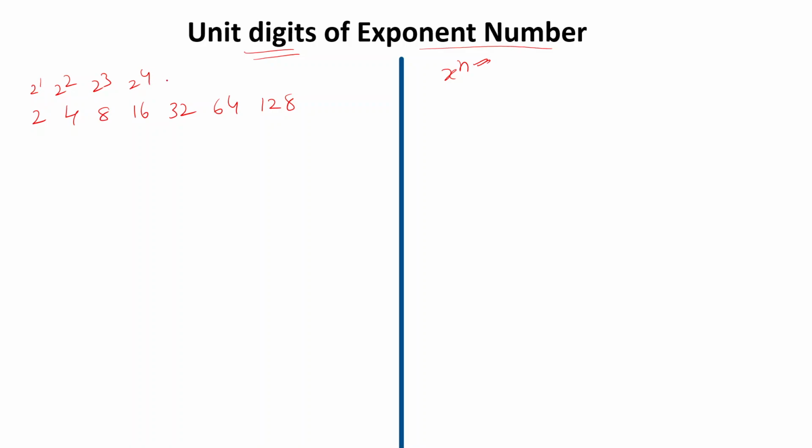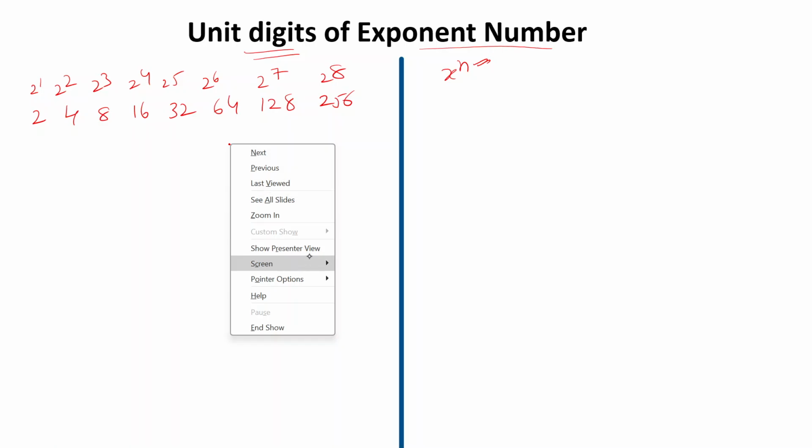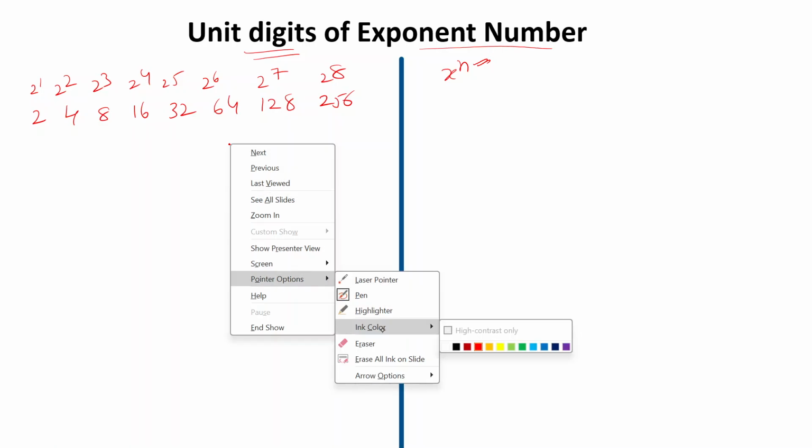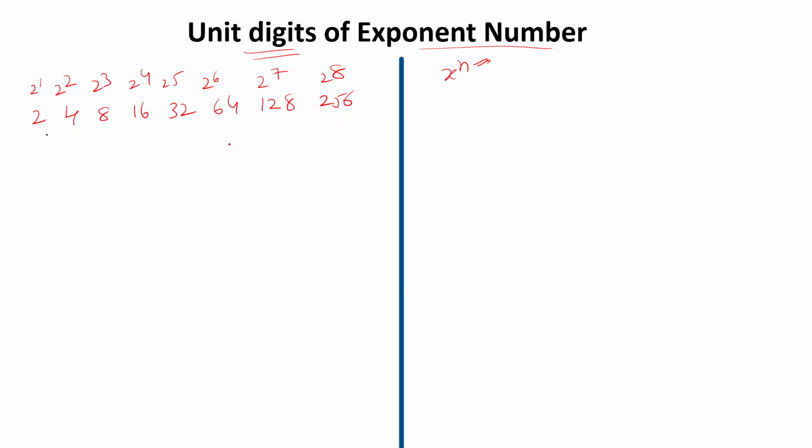So 2 to the power of 4, 5, 2 to the power of 6, and 2 to the power of 7, I can write as 128, and 256 is 2 to the power of 8. Now if you see this clearly in unit places, you will realize that in the unit place 2 is there, 4 is there, 8 is there, and 6 is there.